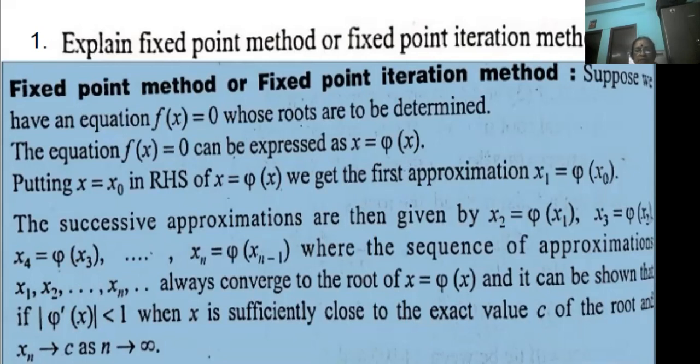the value of the function phi at x n minus 1, the n minus 1th approximation, where the sequence of approximations x1, x2, etc., xn continues and converges to the root of the function x is equal to phi of x. And it can be shown that if the modulus of the derivative is less than 1, when x is sufficiently close to the exact value c of the root, xn converges to c as n tends to infinity.